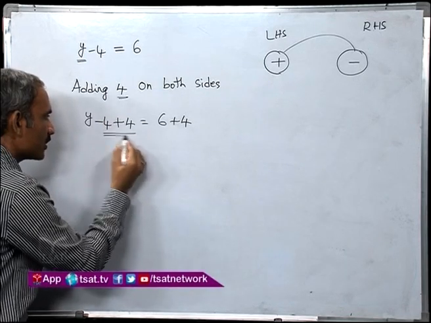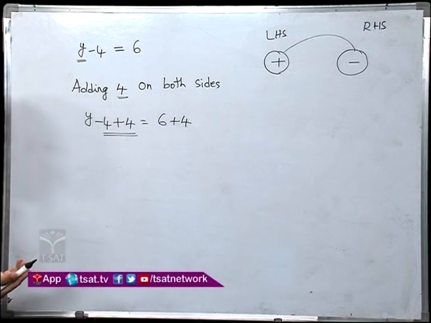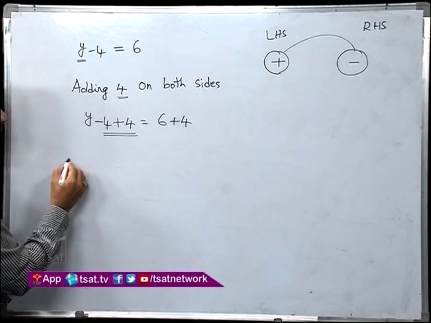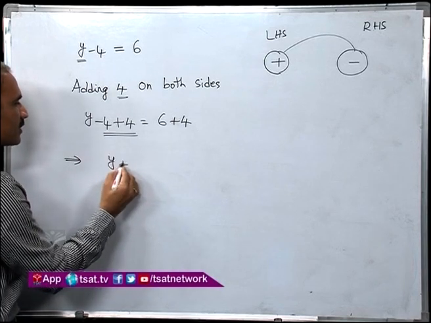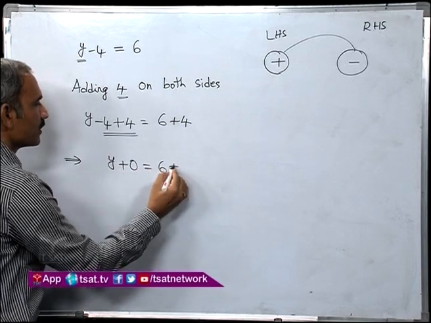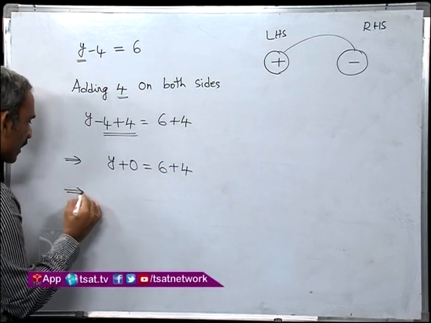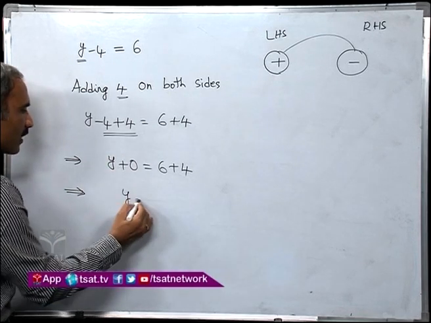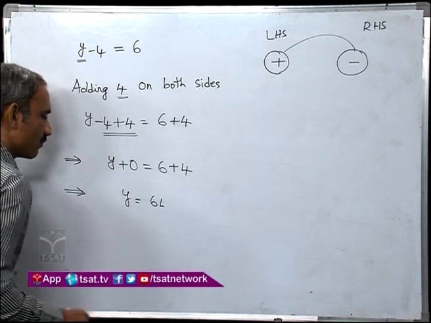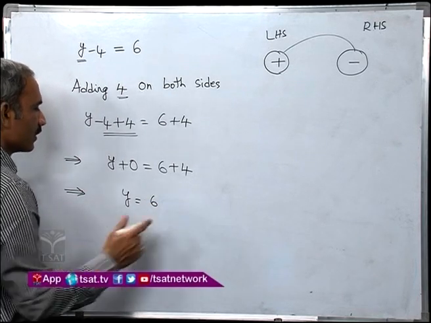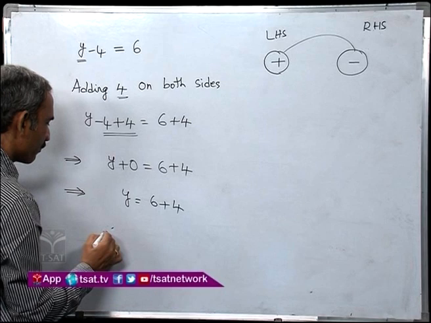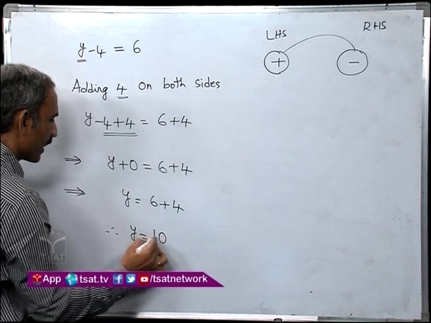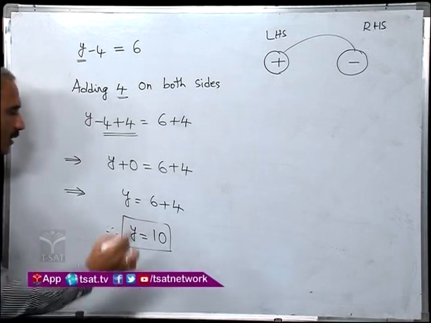Now what about this value? Minus 4 plus 4, it becomes 0. That means y plus 0 is equal to 6 plus 4. If you add 0 to any number, then you will get the same number, that is y is equal to 6 plus 4. Y is equal to 6 plus 4, therefore y is equal to 10. This is the solution of the given equation.